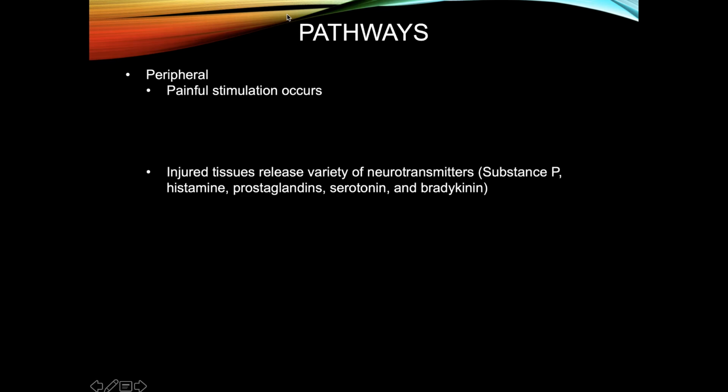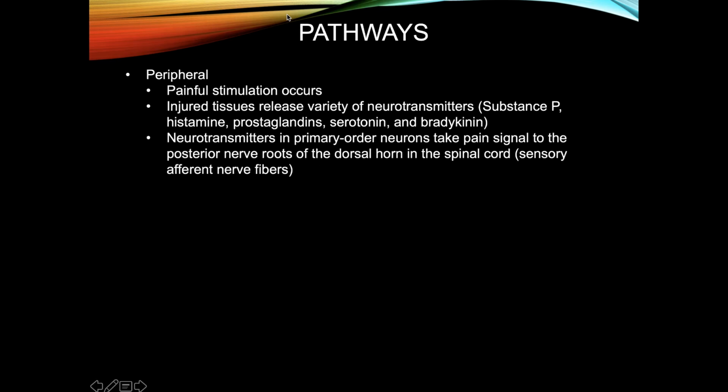Our pathways, we have peripheral. You get your painful stimulation that occurs like that poke on the finger. The tissue gets injured and releases a variety of neurotransmitters. Those primary order neurons take the pain signal to the posterior nerve roots of the dorsal horn in the spinal cord. So those are where we have our sensory afferent nerve fibers that are receiving that information.